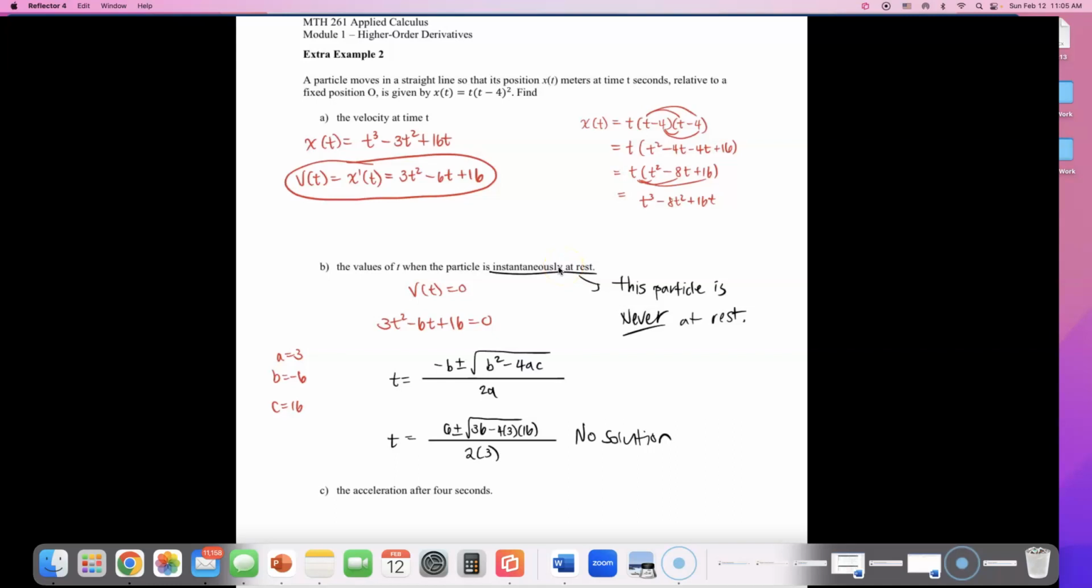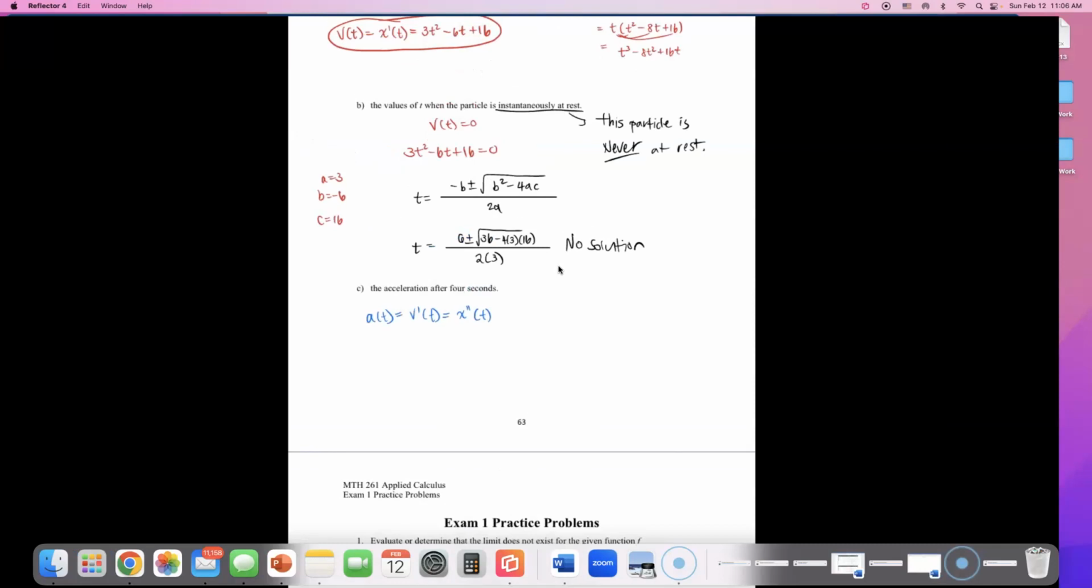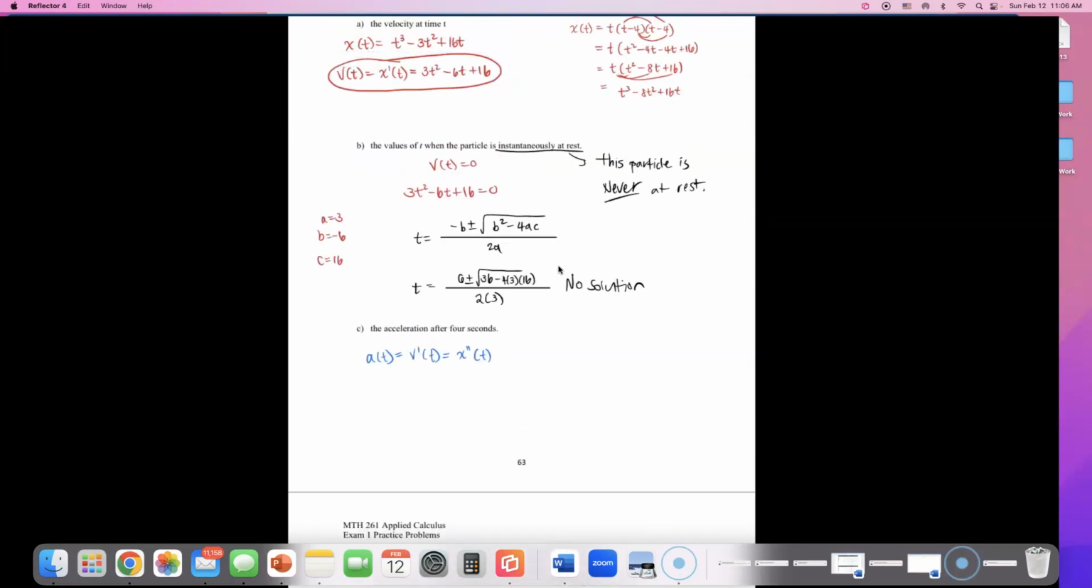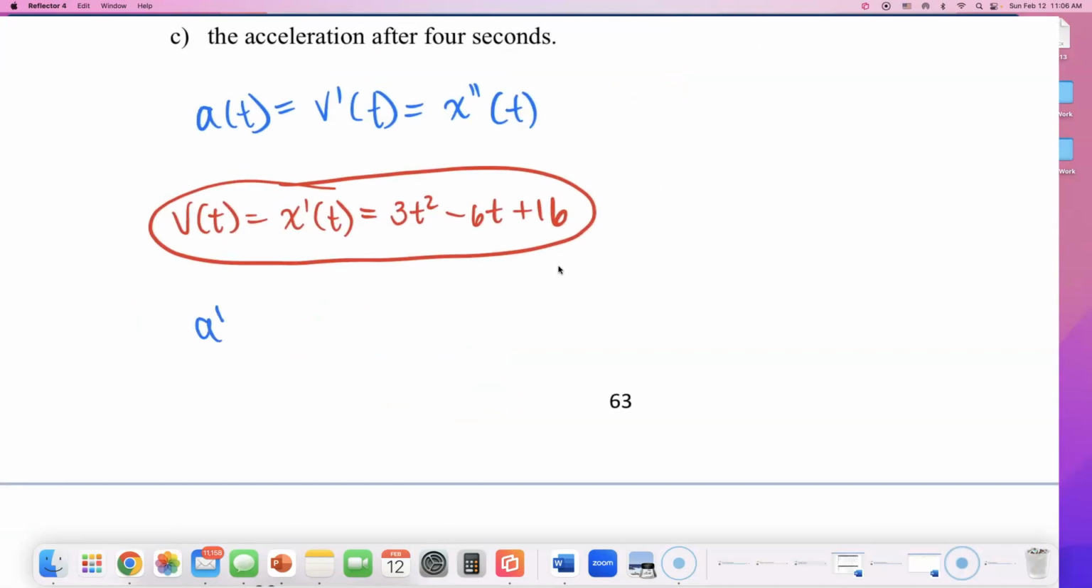All right, how about acceleration after 4 seconds? Well, to find the acceleration, we will need to find the derivative of the velocity function, how fast the speed is changing. So the acceleration function is the derivative of the velocity function, which is the second derivative of the original function we found. So let me go grab that velocity function real quick. I'll put this one right here. And we're going to take the derivative of this function, okay? All right, so what's the acceleration function? That will be 6t minus 6.